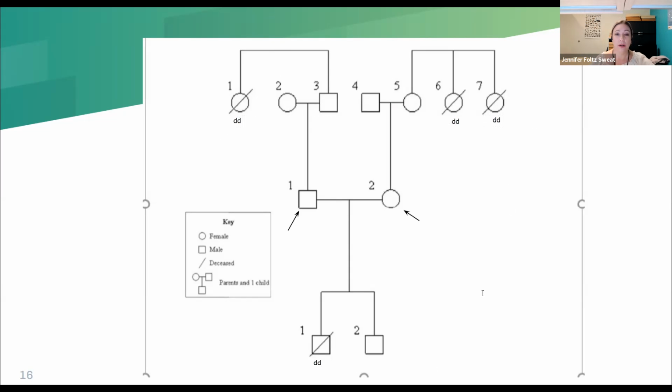Now, you can fill in some of the other genotypes. Individuals that do not have the disease have to have at least one big D. So we write it like this. Okay, I know that number 2 down here at the bottom, third generation, has to be big D, has to have at least one big D because those individuals do not have the disease.